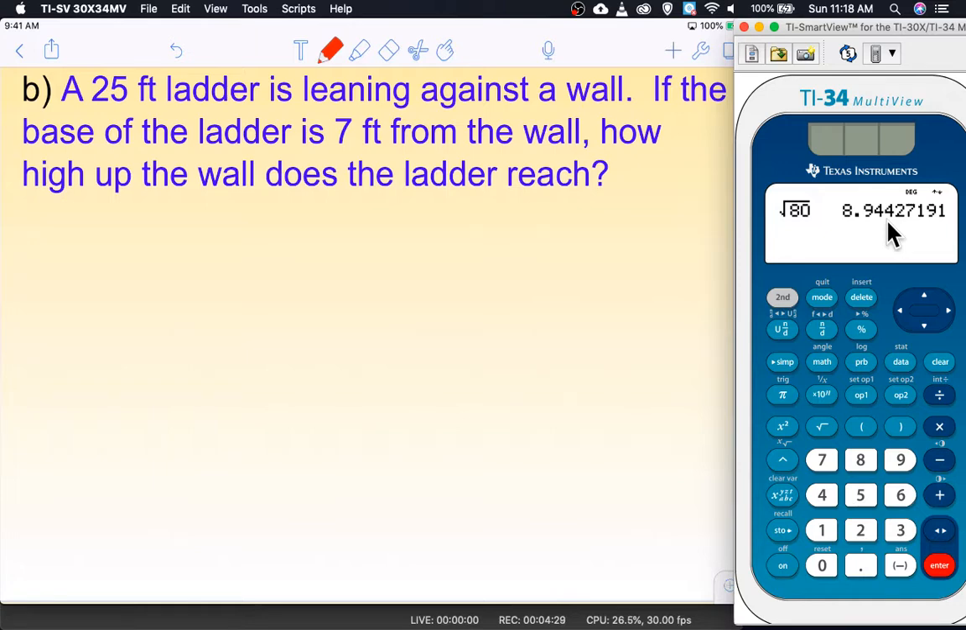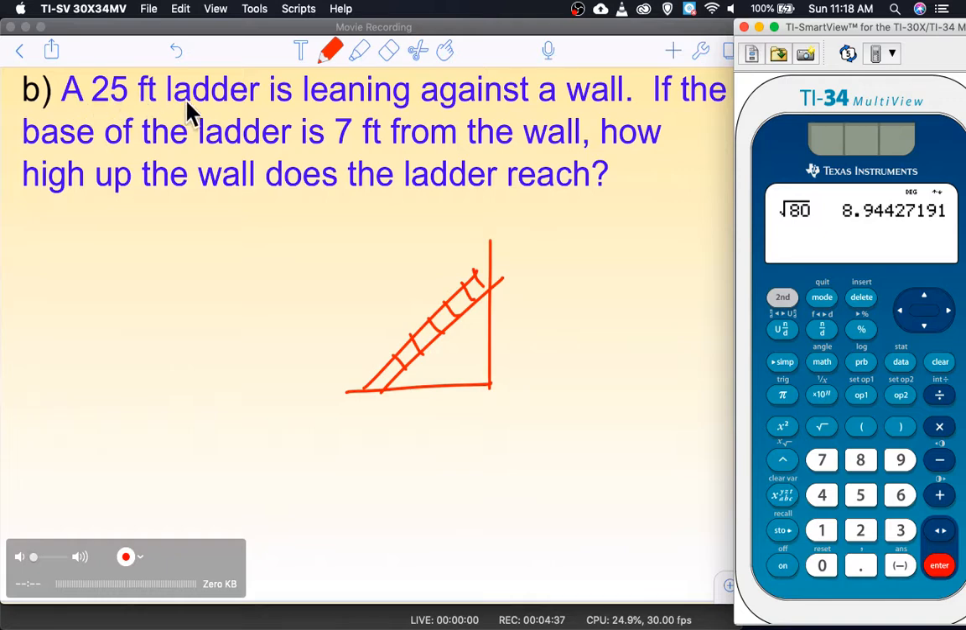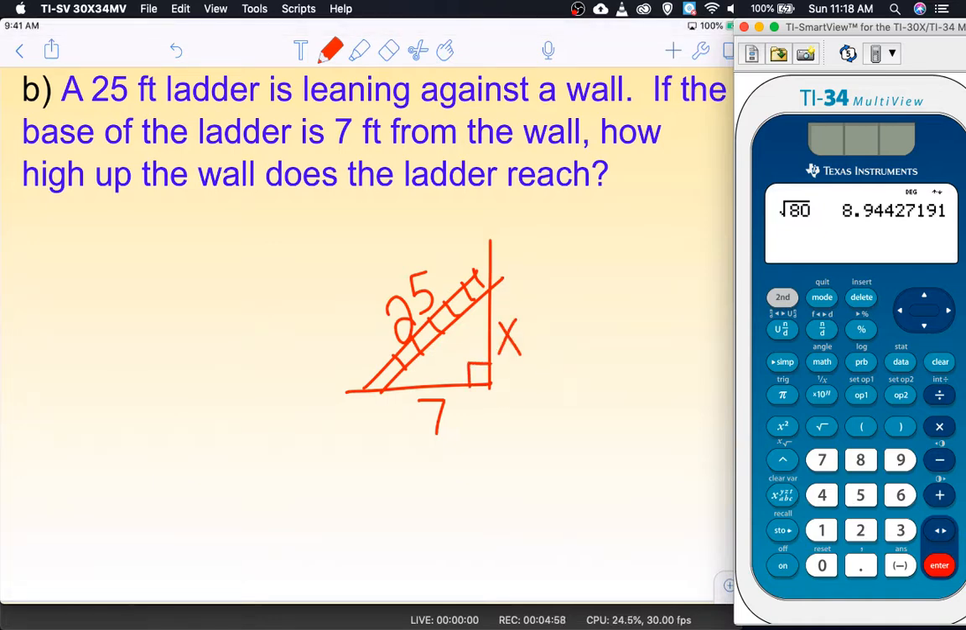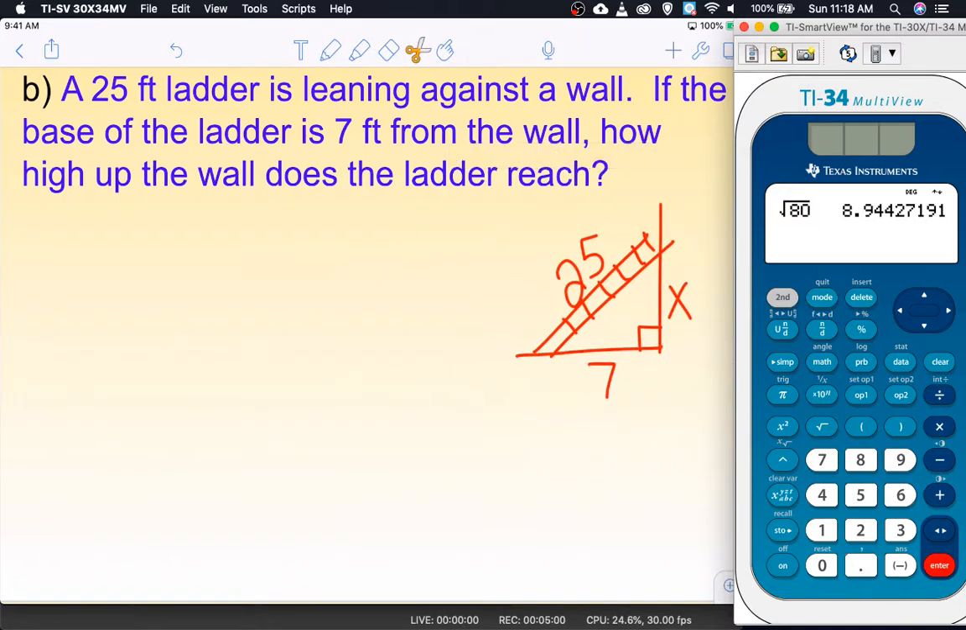All right, so there's my wall, and here is my ladder. So I've got a ladder leaning against a wall. It says it is a 25-foot ladder, so the ladder piece is 25 feet. If the base of the ladder, that's the bottom, is 7 feet from the wall, that's this side, how high up the wall does the ladder reach? We don't know this height. So that's how our picture should look. If yours doesn't look like that, you might want to fix it. And if yours does, please pause the video again and finish solving the problem, and then we'll get back together when you're done.